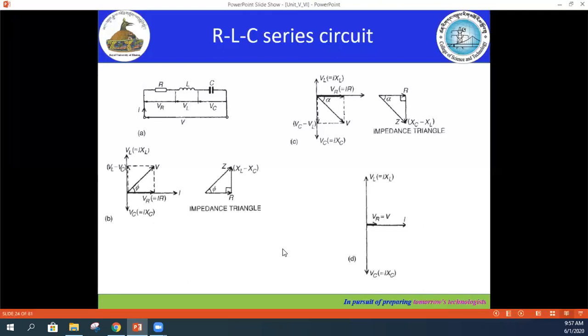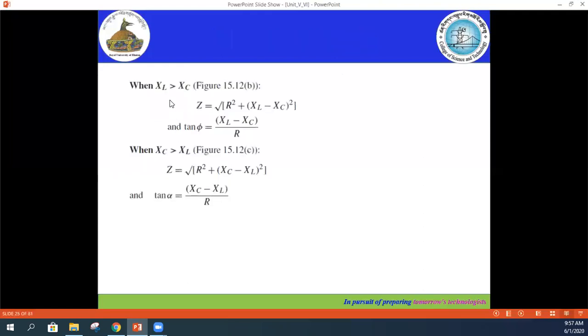Now, in order to analyze the magnitude of the resultant voltage for the RLC series circuit, when XL is greater than XC, here we are directly calculating the impedance only. The same concept can be applied for the voltage. Your Z will be equal to root of R square plus (XL minus XC) whole square.